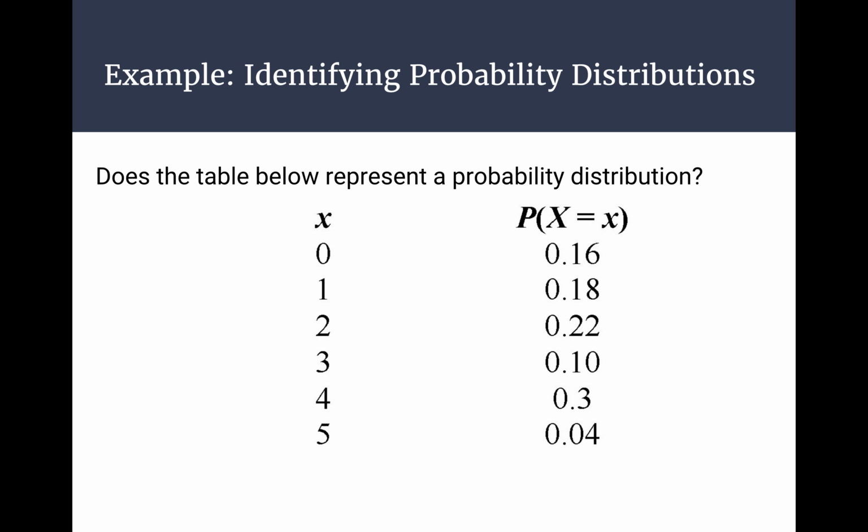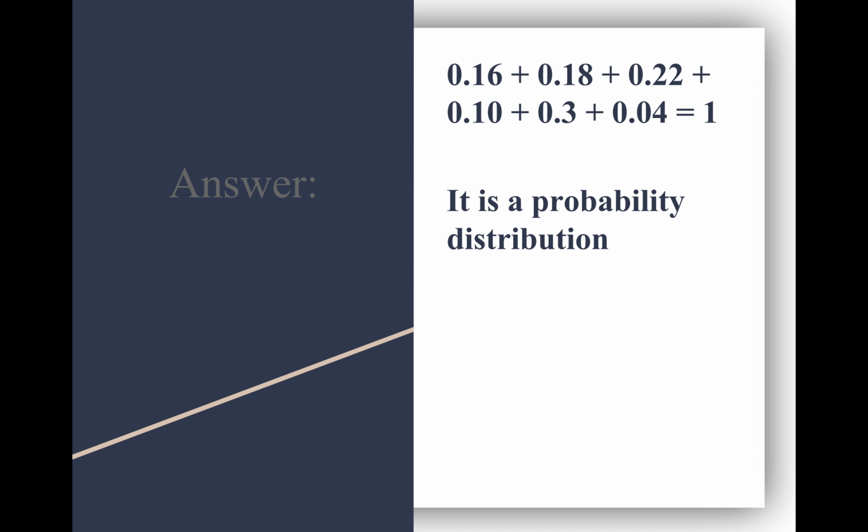Second example, again, my random variable can be any value from 0 to 5, but the probability of getting that random variable looks like it ranges between 0.04 and 0.22. So the question here is, is it a probability distribution? All the values are between 0 and 1. There's no negative values. There's no values over 1. Now, what is the sum of all the values in the probability distribution? It's 1. So it is a probability distribution.